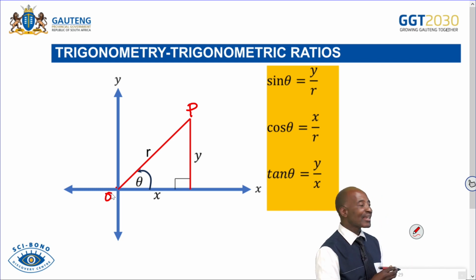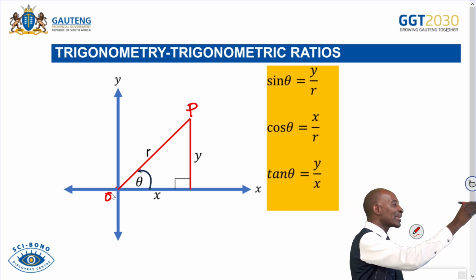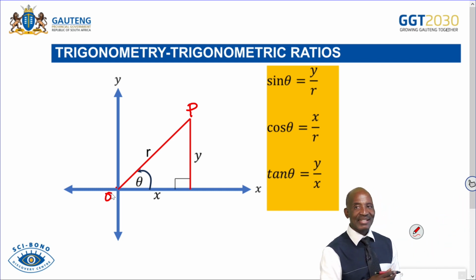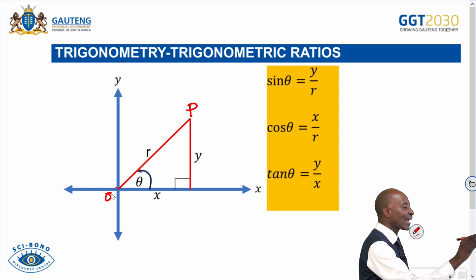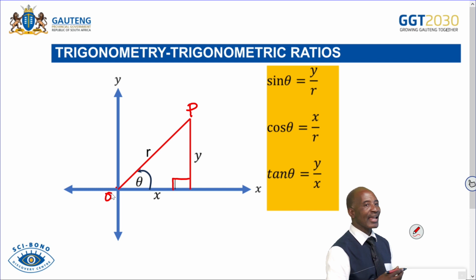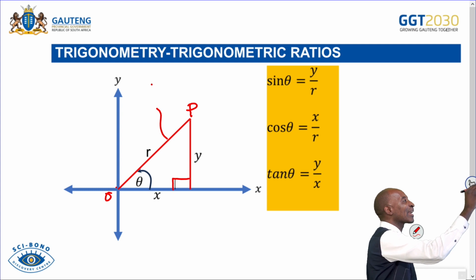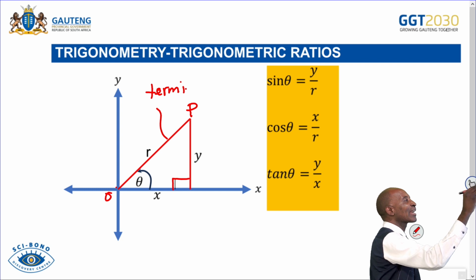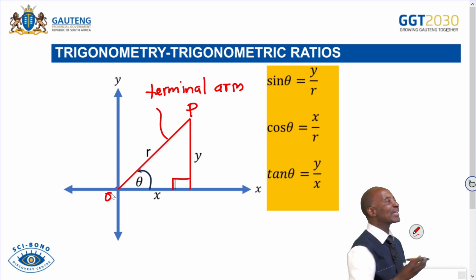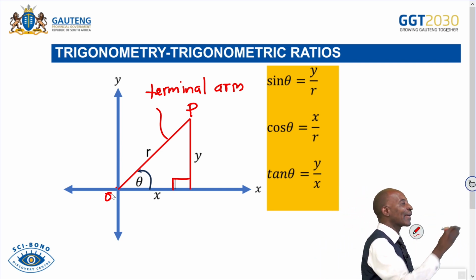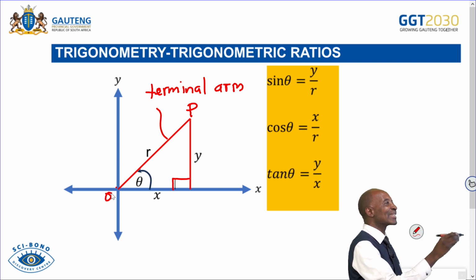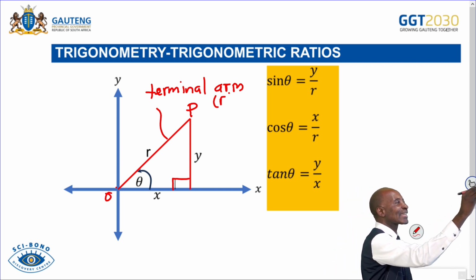It's a straight line. Now, we are going to form a right-angled triangle by dropping a perpendicular line from point P towards the x-axis. Then we'll form a 90-degree angle here. Every time you draw this triangle, you'll always have what we call a terminal arm of your angle. So our terminal arm here, we are going to call it OP, and its name in this case is going to be the radius R.